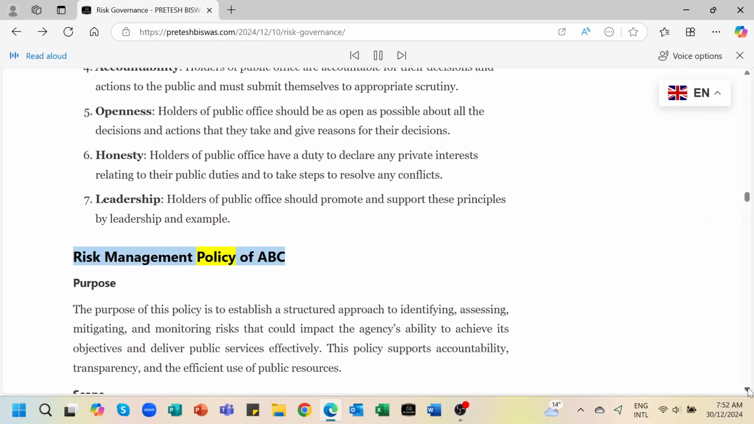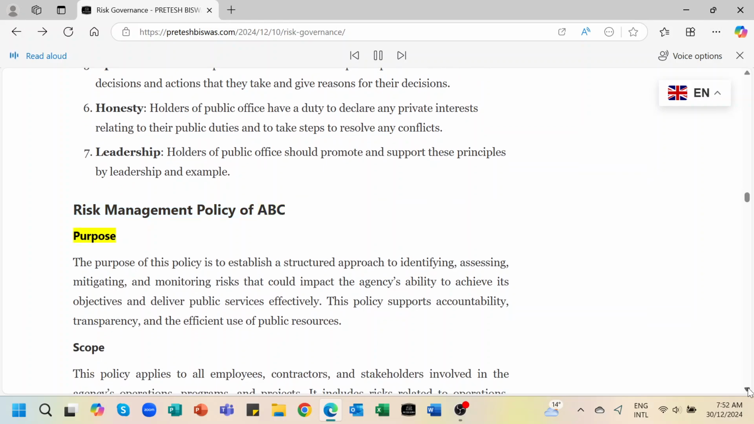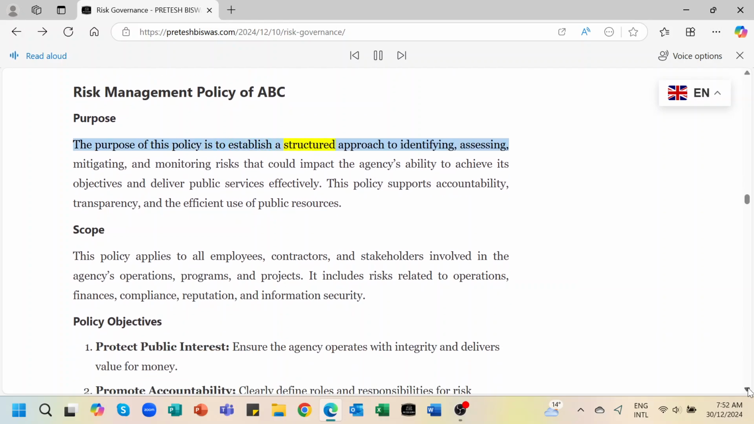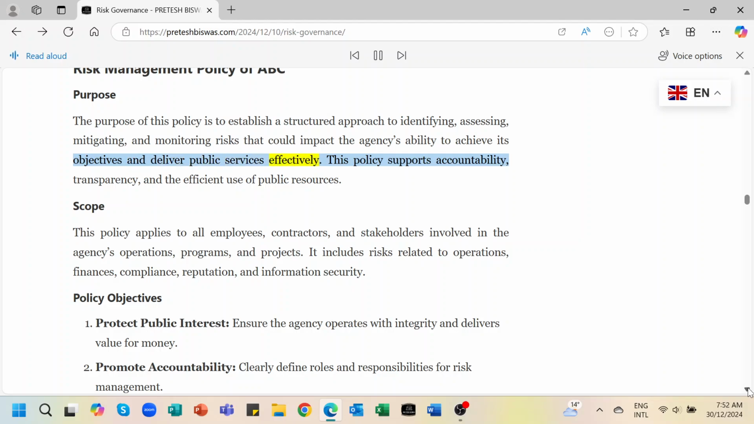Risk management policy of ABC. Purpose. The purpose of this policy is to establish a structured approach to identifying, assessing, mitigating, and monitoring risks that could impact the agency's ability to achieve its objectives and deliver public services effectively. This policy supports accountability, transparency, and the efficient use of public resources.